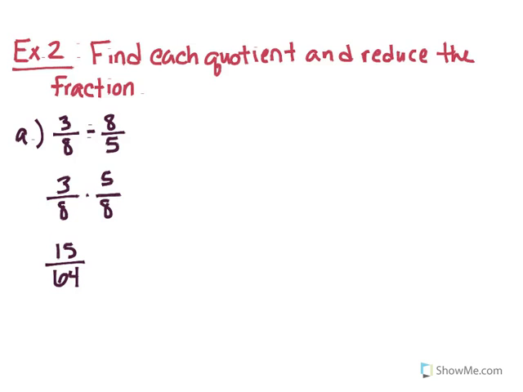So I'm going to actually list out the factors of 15. We've got 1, 3, 5, and 15. Because I'm not quite sure exactly which of those factors might go into 64. Now through, again, my trial and error process, nothing will actually go into 64, which means that this is my final answer. That is all the way reduced. Let's take a look at one more.